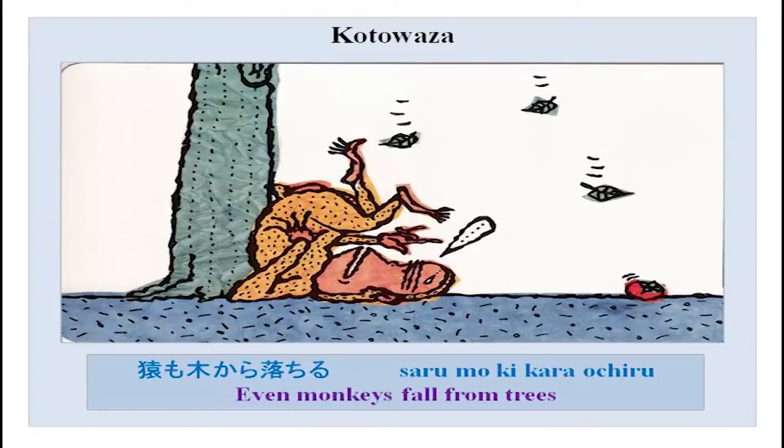Over here you can see Saru-san is down here under the tree, has had a bad fall, is feeling bad, but I'm sure will not make the same mistake again. So once, please, you could repeat after me. Saru mo ki kara ochiru. That is, even monkeys can fall from trees.